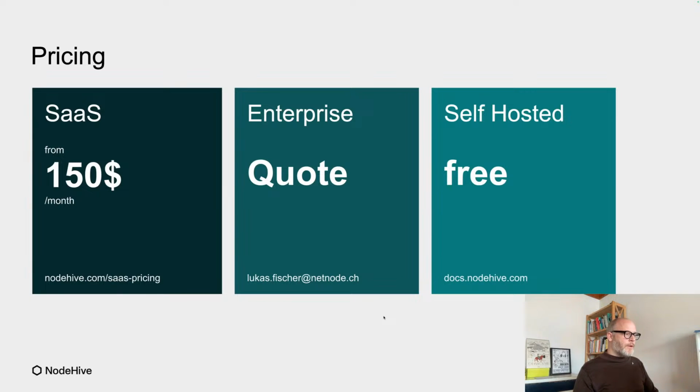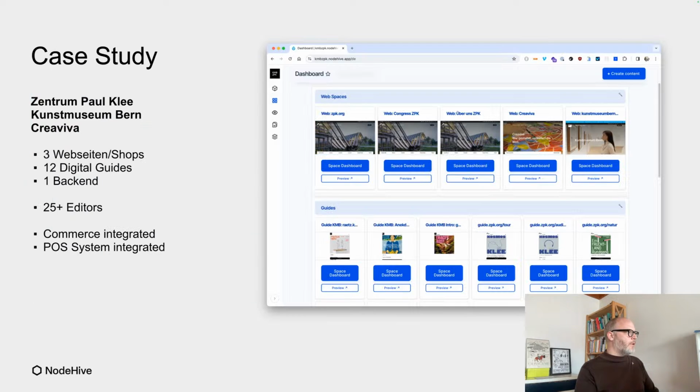So you can contact me at lucasfischer@netnode.ch. And also, as I said in the beginning, NodeHive is open source software, so you can self-host it and it's free. You can go to our GitHub page and you will find the backend and also a Next.js frontend Git repository. A good starting point is docs.nodehive.com. If you're unsure which pricing is correct for you, please contact me, and we can see how we can help you.